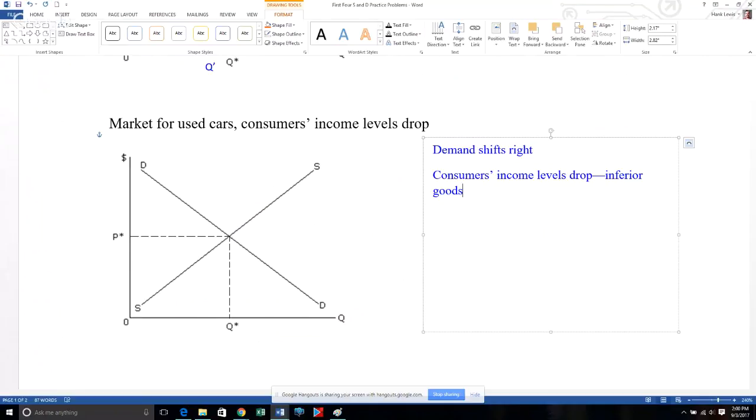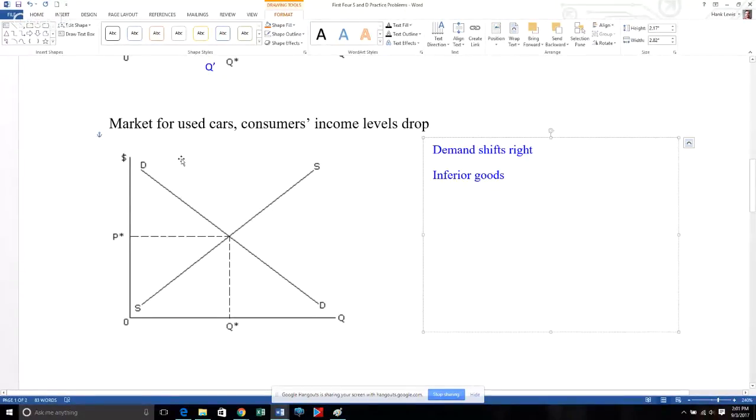You have to be specific. If these were luxury cars, then the demand would shift to the left because those are superior goods. And so you have to make it clear. Consumers' income levels dropping, by the way, is what I've already given y'all, so you really don't need to put that because that's regurgitating what I said. If you see a change in consumers' income level, however, you have to be specific. Which kind of income sensitive good is it? Is it a normal good? Is it a superior good? Is it an inferior good?